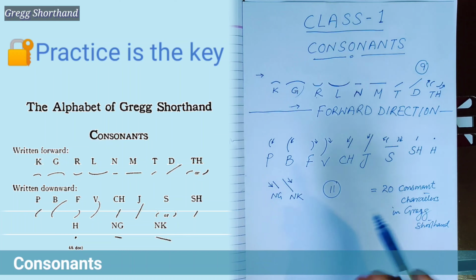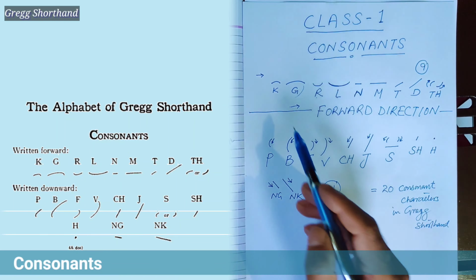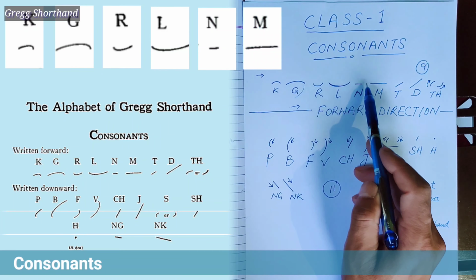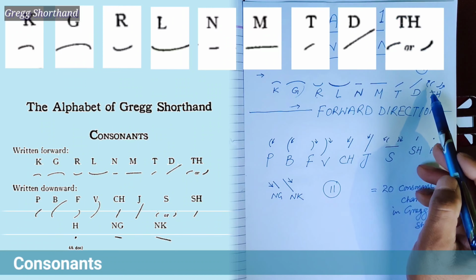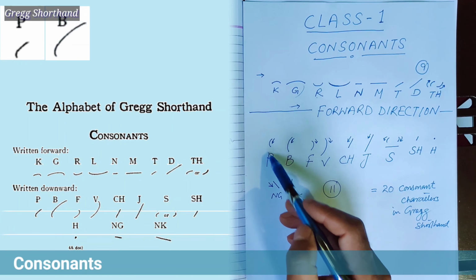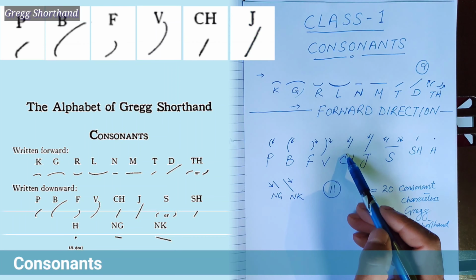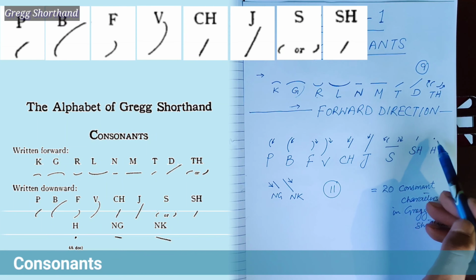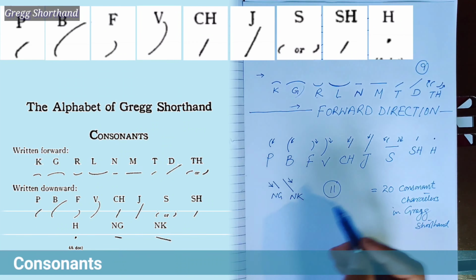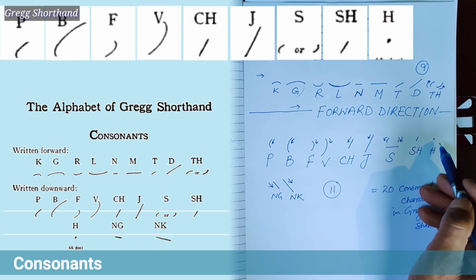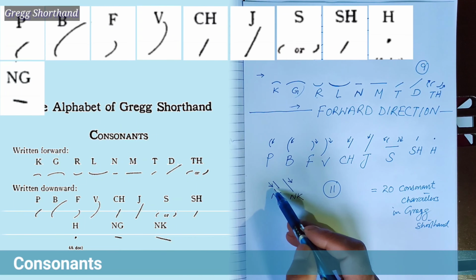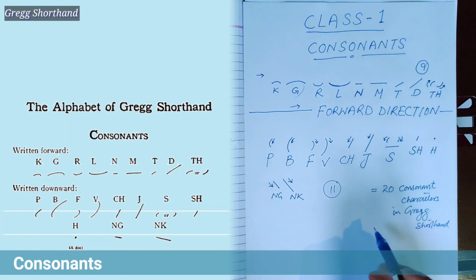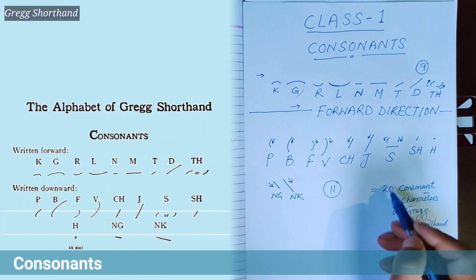Again, I'll revise all of these characters. This is K, this is gay, R, L, N, M, T, D, and TH, TH, P, B, F, V, CH, J, S, again S, SH sound, and the H sound, as in humble. Then we have NG and NK. So here we conclude. We have completed the 20 characters of Gregg Shorthand.